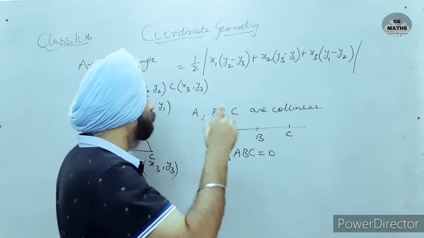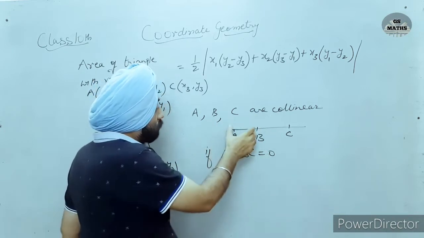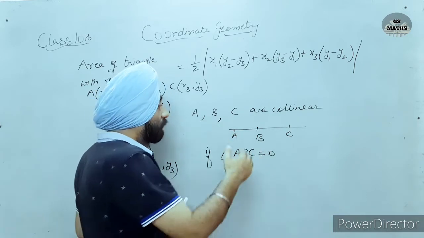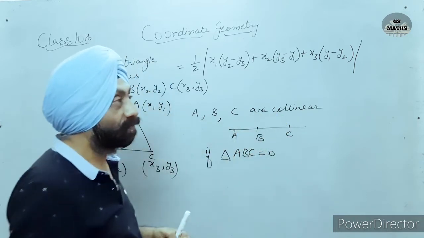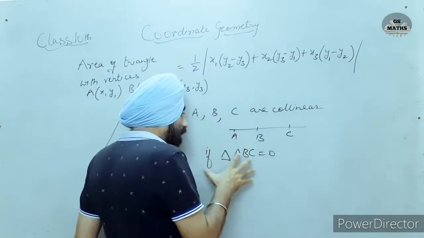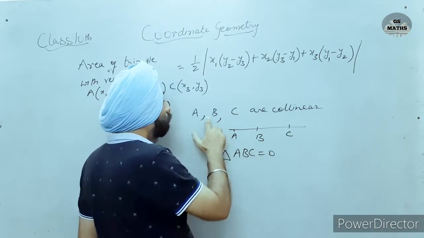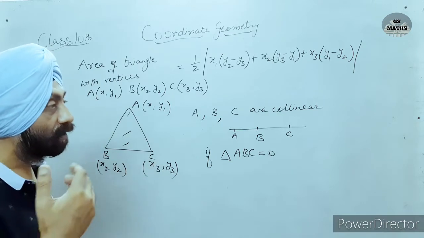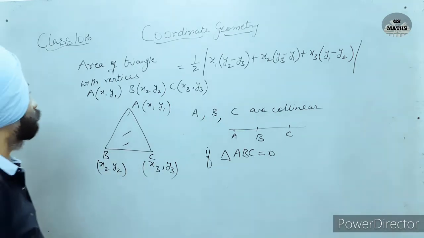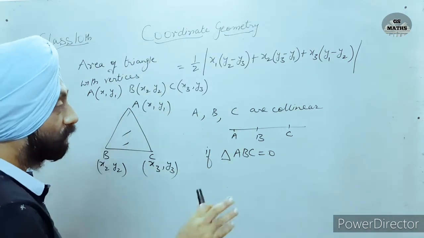In my first lecture on the distance formula, I used the distance formula also to prove they are collinear by calculating AB then BC; AB plus BC must be equal to AC. Now I am using the area of the triangle concept. So the area of triangle ABC must be equal to 0, therefore A, B, C are collinear. Now we will do a few more questions on this topic, area of the triangle and the points to be collinear.